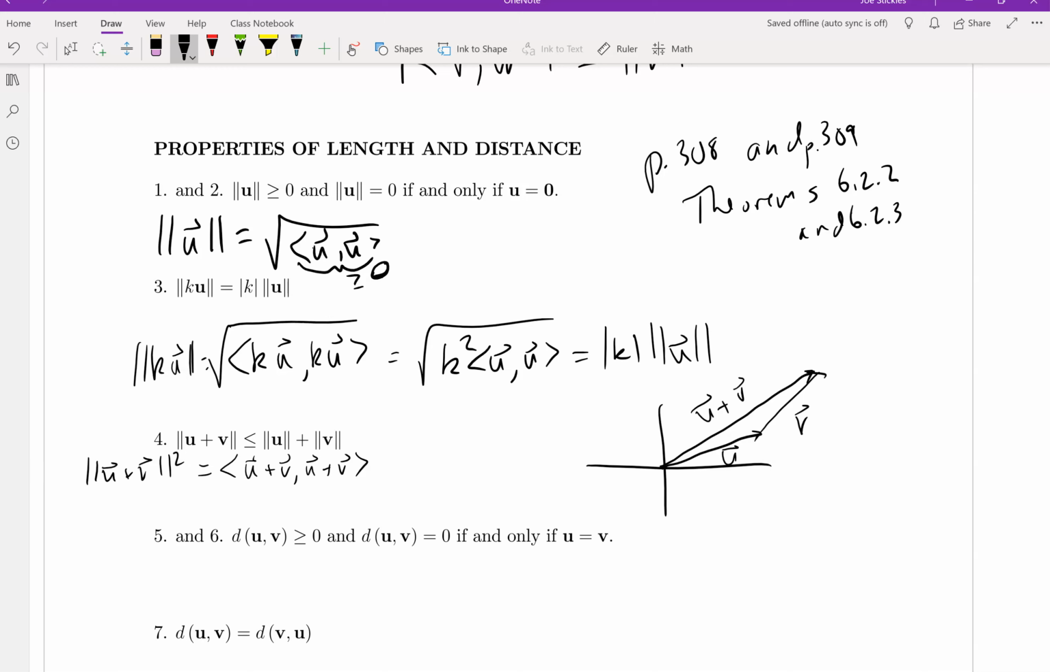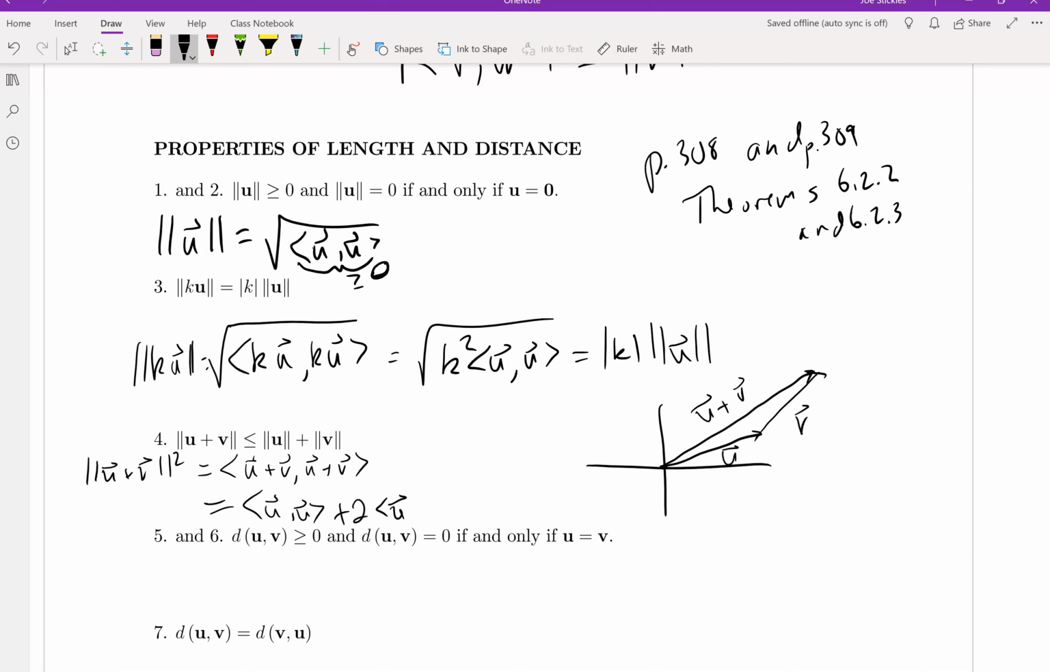And now using the properties, in particular axiom 2 for the inner product, we know that we have left distributivity and right distributivity over sums in the components, and basically you get what looks like a FOIL. So when you do the inner product, you'll get u inner product with itself. That looks kind of like a u squared, if you will.